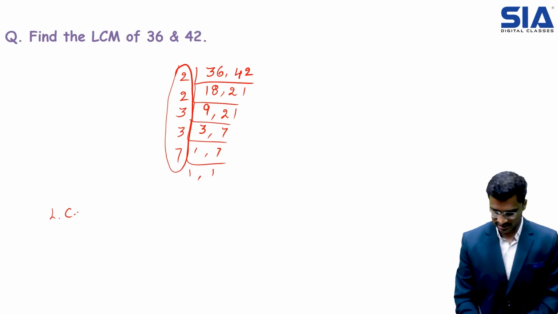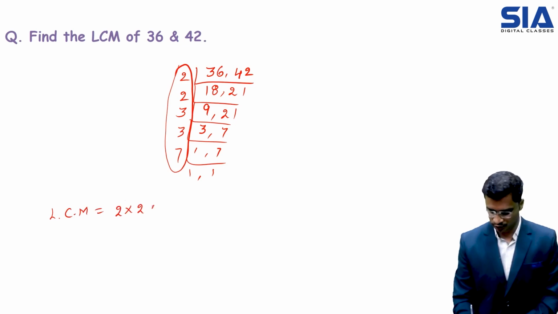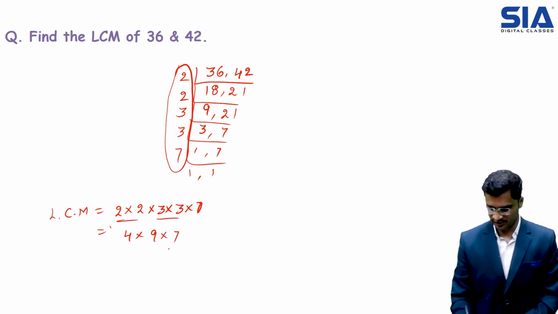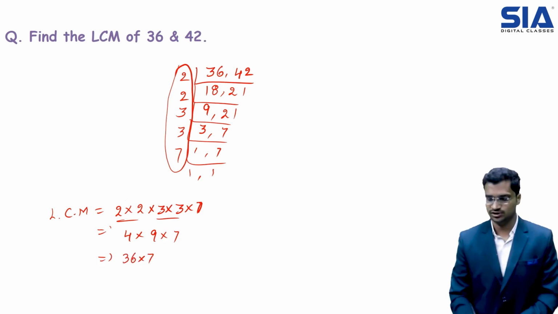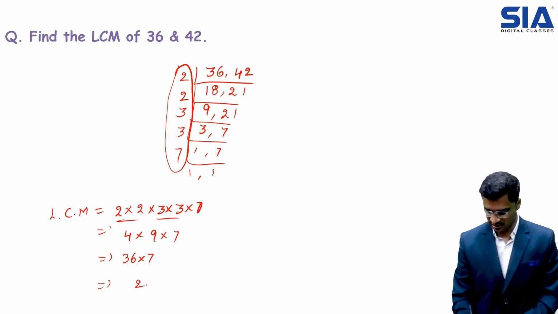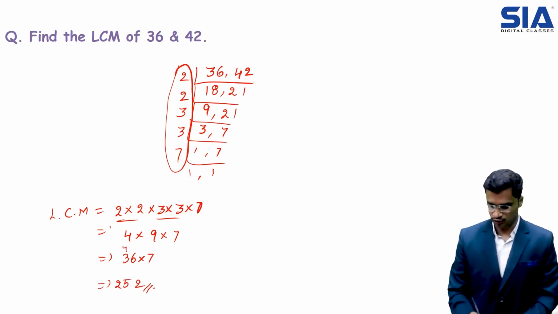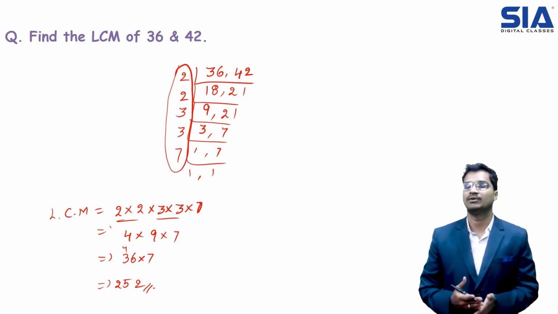So my LCM is the multiplication of all these numbers. LCM is equal to 2 into 2 into 3 into 3 into 7. 2 square is 4, 3 square is 9, and 7. 4 nines are 36, 36 into 7. 6 sevens are 42, 7 threes are 21, so 252. So the LCM of 36 and 42 is 252.